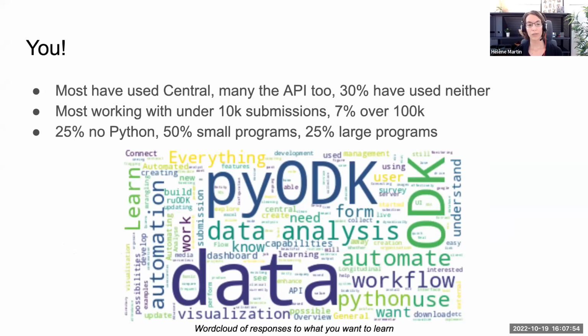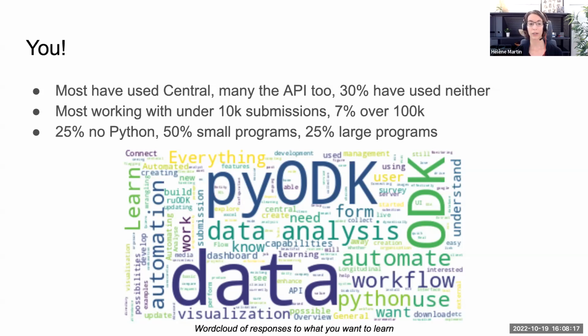So what we learned is most of you have used Central. Many of you have used the API as well. That's great. So you'll have a lot of context already. That said, 30% of you have actually used neither. So we have this split audience. I'm going to try to give enough information, enough context for everybody to come along. If you feel like I'm going too fast or you need some clarification, use the chat, use the Q&A.